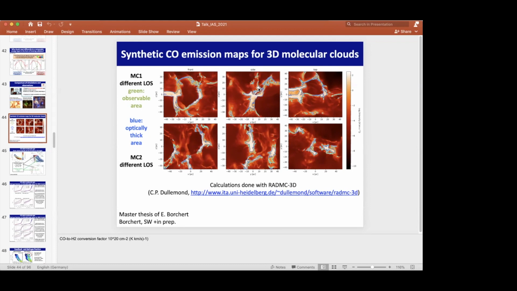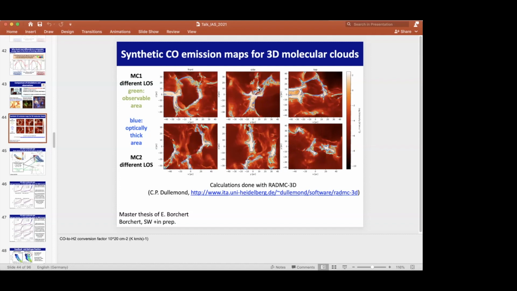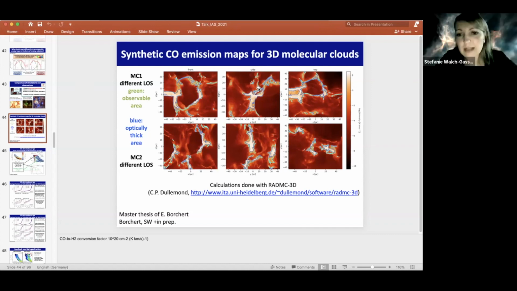Do you consider their heating effect? Yes, we can, but in these models we have basically a constant cosmic ray ionization rate so far. So we're working on this.